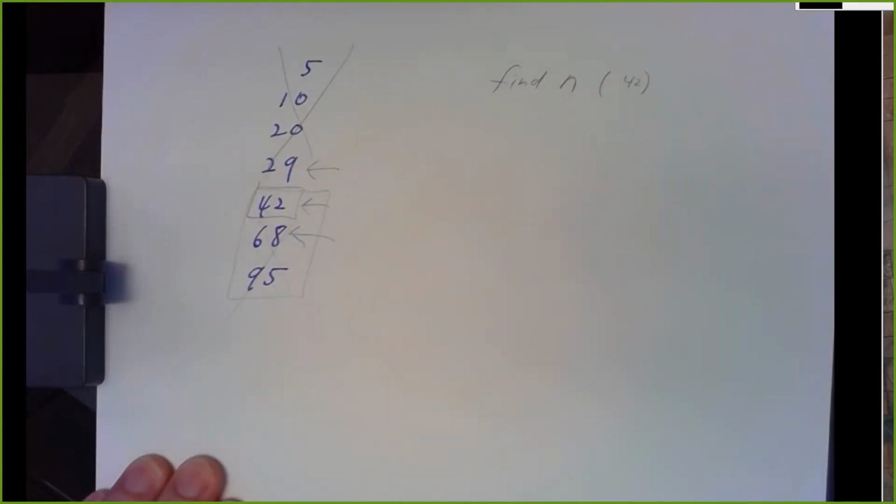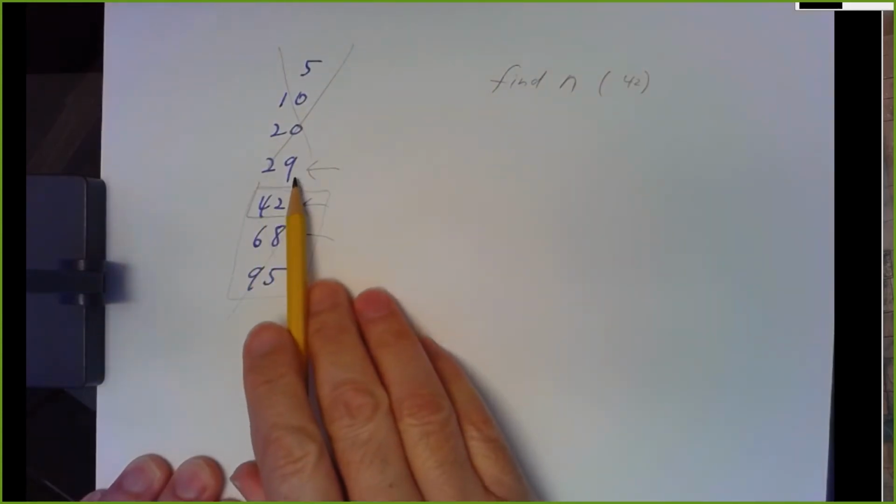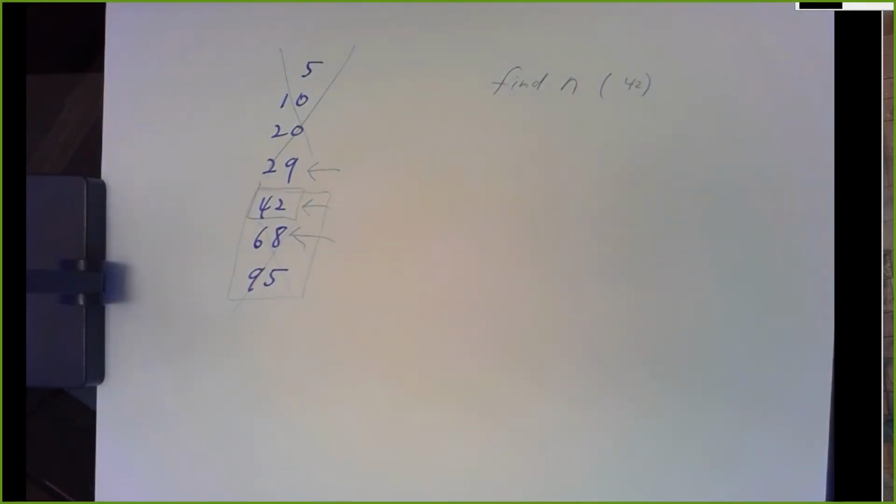So divide and conquer, right? Each time that we make a check, we throw away half our data. That's where the log n comes from.